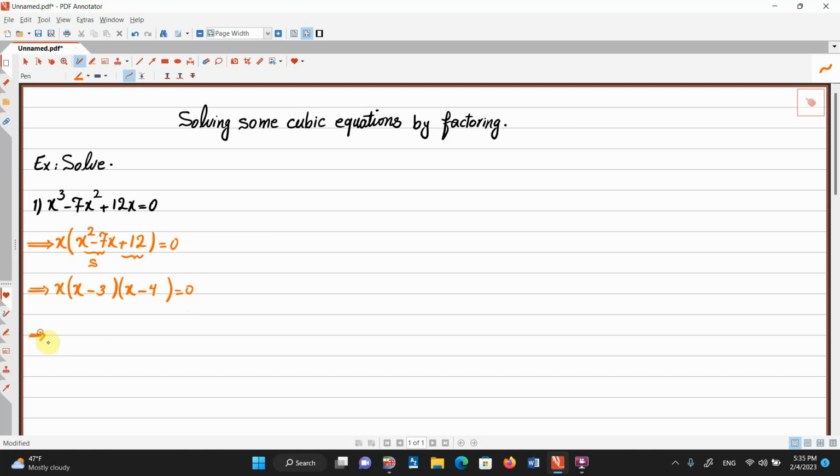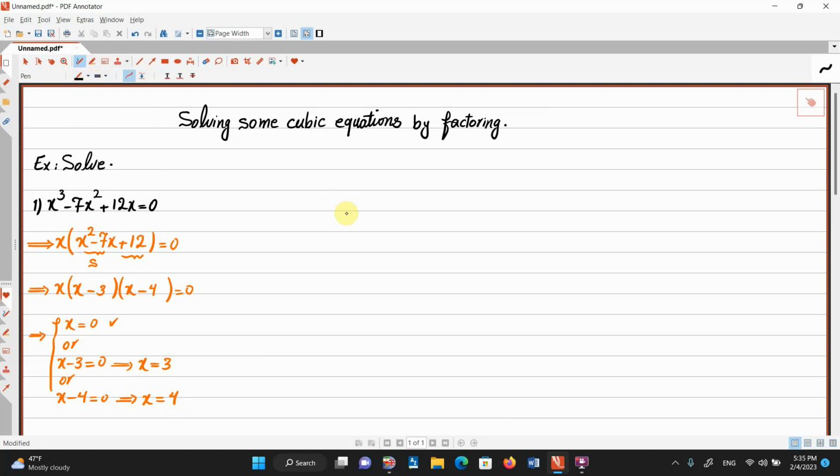From here, using the zero product property, the first factor equals 0, or the second factor is equal to 0, or the third factor equals 0. The first one is the solution. Solving the second one, we can reach x equals 3, and solving the third one will result in x equals 4. And these are the solutions of this example, which is solved using the factoring method.